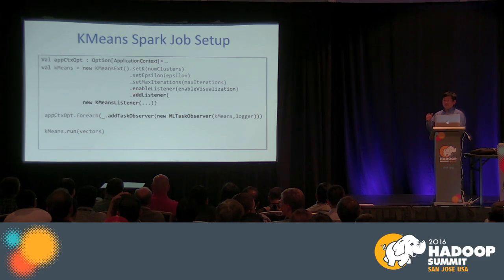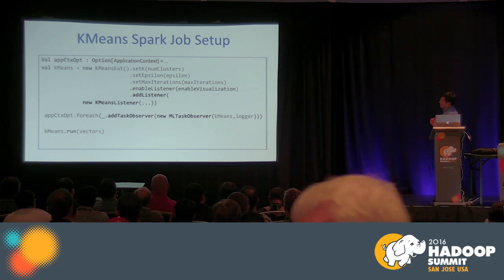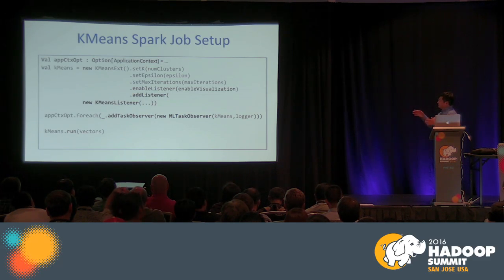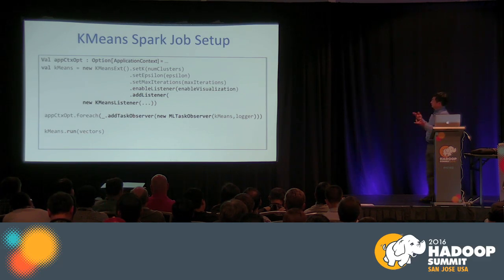So I changed the machine learning algorithm, and I changed the machine learning listener. Now I need to set it up if I want to run this algorithm. In the original MLlib k-means algorithm, you say new k-means, set the number of clusters, the epsilon, the max iterations, and then you just say run. But here we need a little bit more. We need to pass a flag to set whether we want to enable the listener, because sometimes we don't want to enable the visualization. We want to turn it on and off.